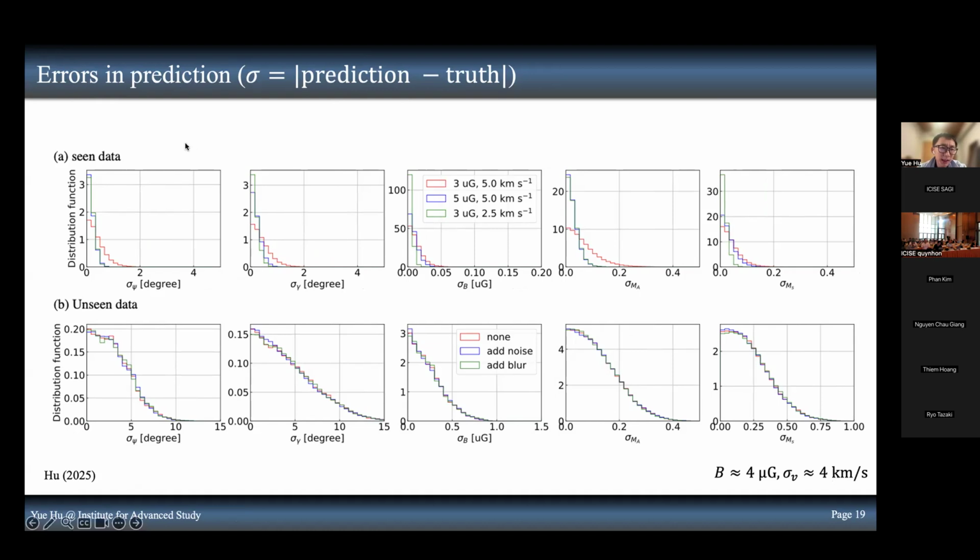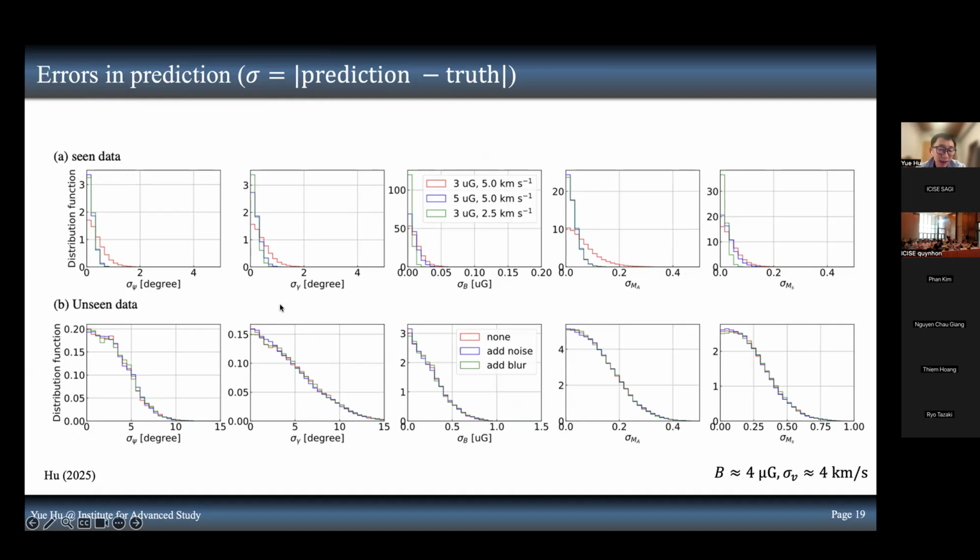And we can see in this case, if the machine has already seen the data, it can give very good prediction. The error for the angle prediction, the plane sky angle and the gamma prediction, is less than 2 degrees. And for the prediction of magnetic strength, the error is less than 0.05 microgauss, and it's also very accurate in predicting the alpha Mach number, MA and MAs.